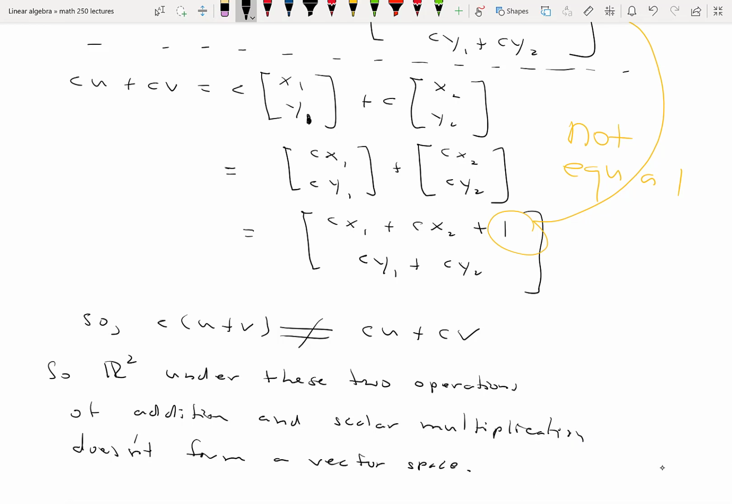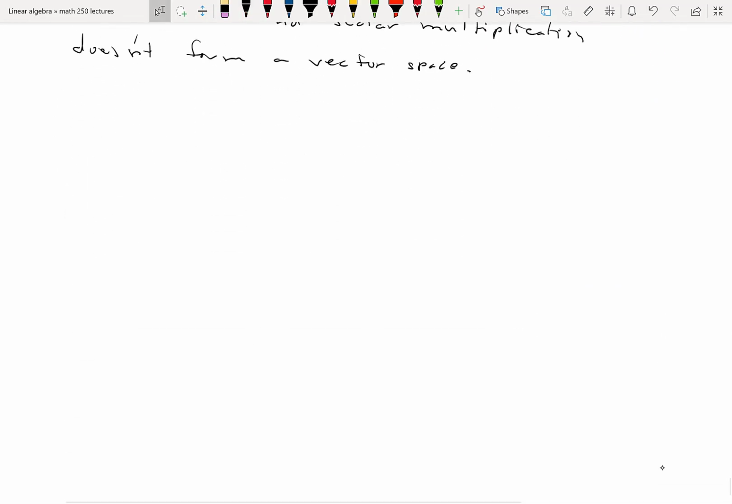Let's take a look at another example. Let's take a look at another common set of objects. So let's let capital S equal the set of all n by n square matrices with real entries. So let S equal M_n(R).